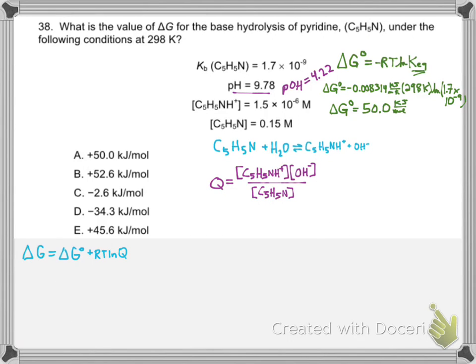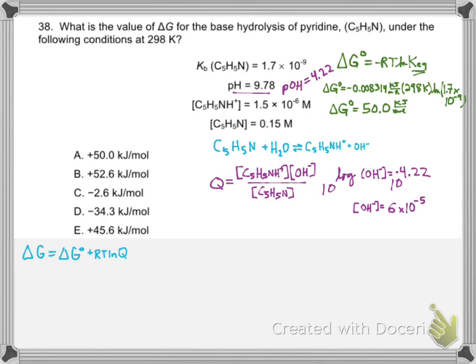Now we can figure out the hydroxide ion concentration. The negative log of the hydroxide concentration is equal to 4.22. So we'll switch the negative sign to the other side, and then we'll do 10 to both powers. And we get that the hydroxide ion concentration is 6 times 10 to the negative fifth.